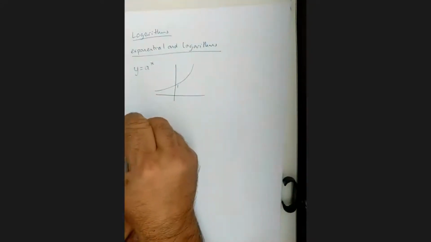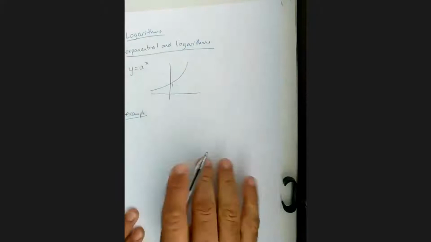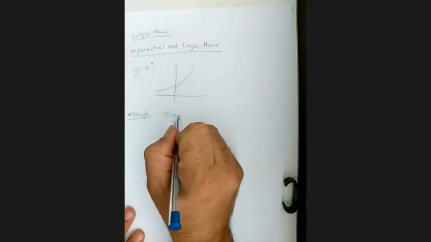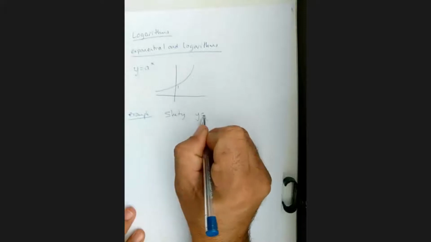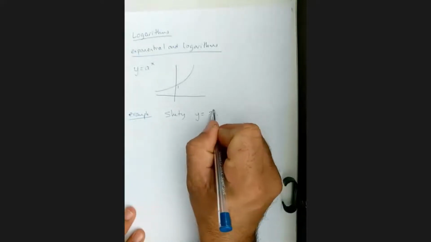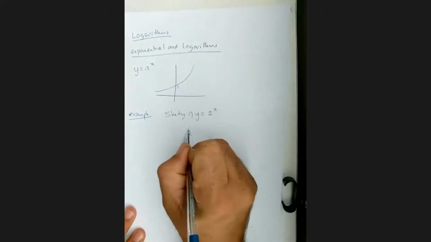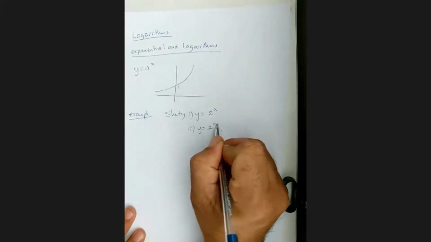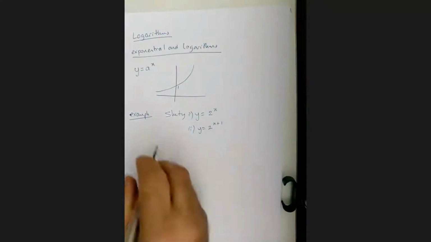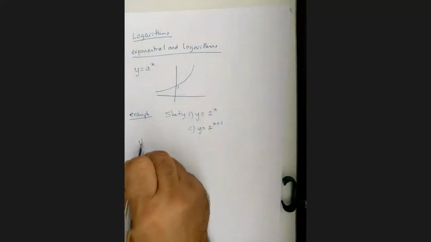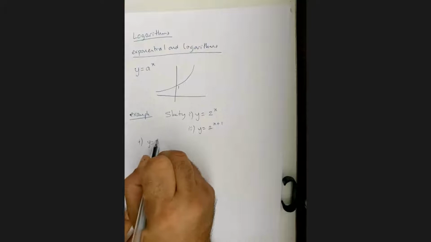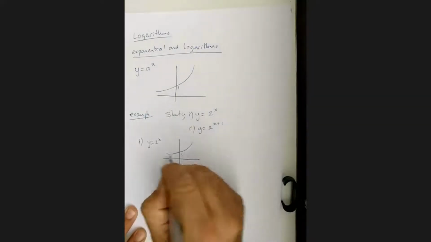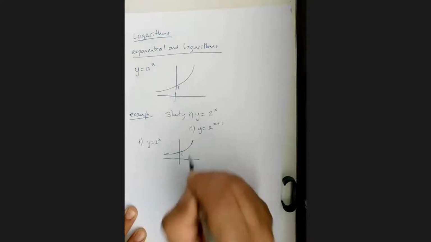Example. Sketch y is equal to 2 to the power of x and y is equal to 2 to the power of x plus 1. For the first one, we can directly sketch it as this one. Okay?